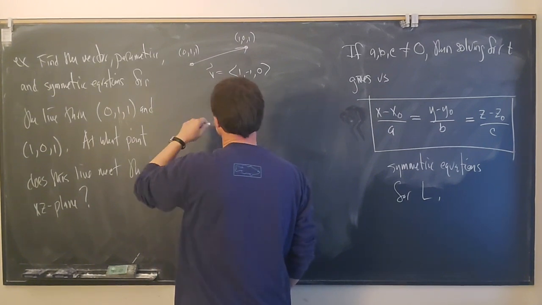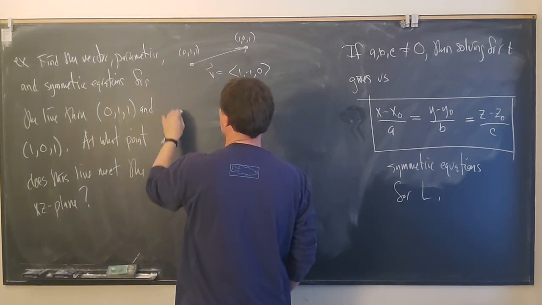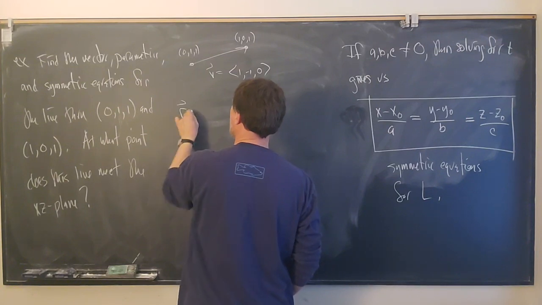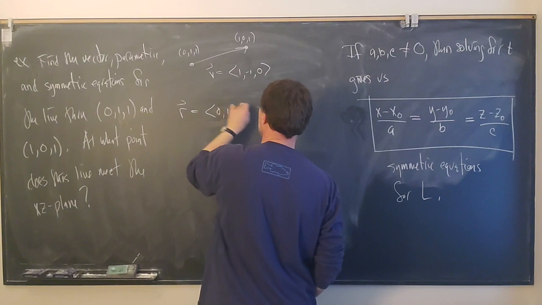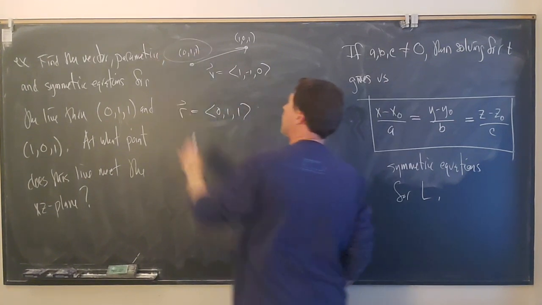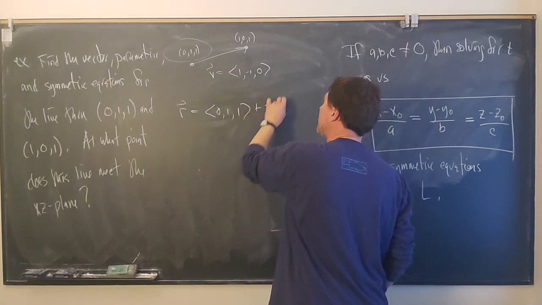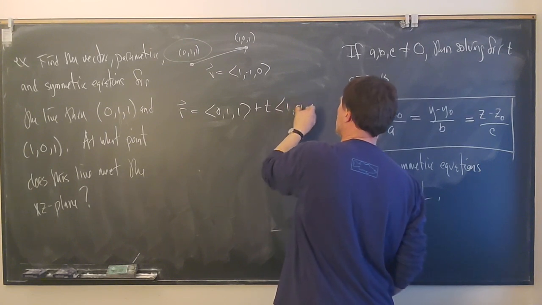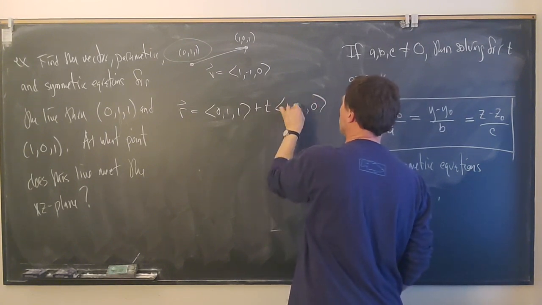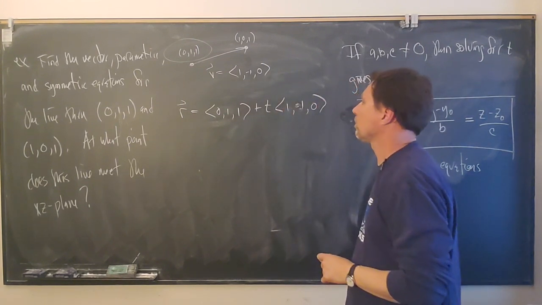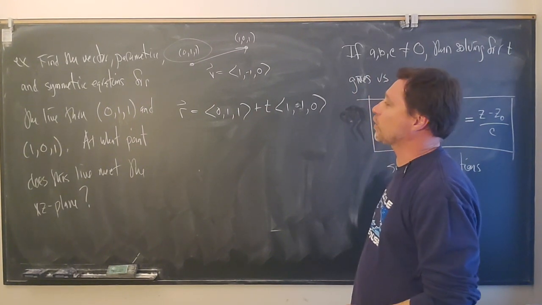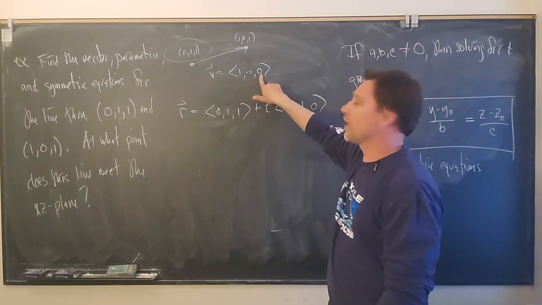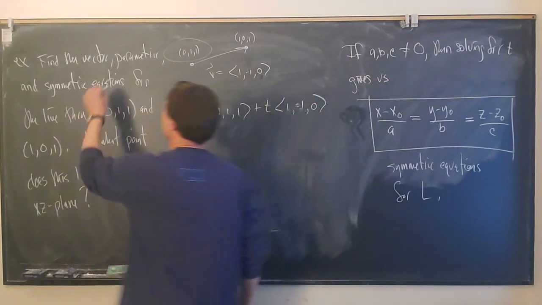Okay, so now r is equal to 0, 1, 1. I'm choosing that point right there, plus t times 1, minus 1, 0. I spaced out for a second. I realize now I can't ask the question, find the symmetric equations, because one of my entries right here is 0. So sorry, scratch that part.